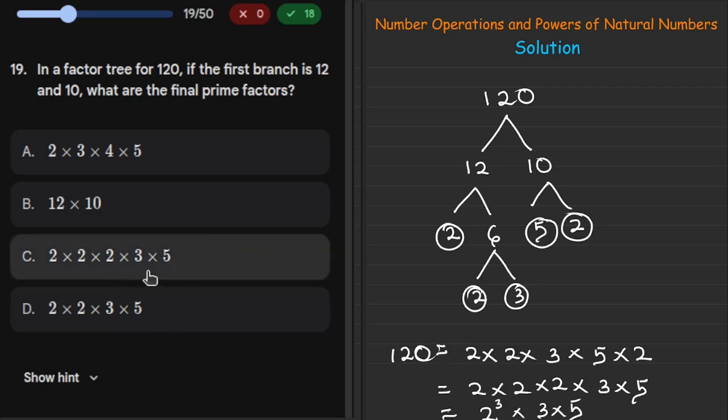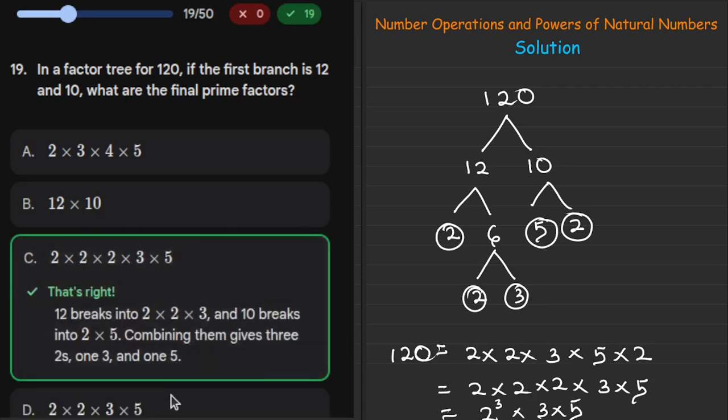Now let's go to our answers. We have 2 times 3 times 4 times 5. That is not what we have here. We have 12 times 10. If you want to write a number as product of prime factors, all the numbers should be prime. 12 is not prime, neither is 10. We have 2 times 2 times 2 times 3 times 5. That is exactly what we had here. So we choose C.